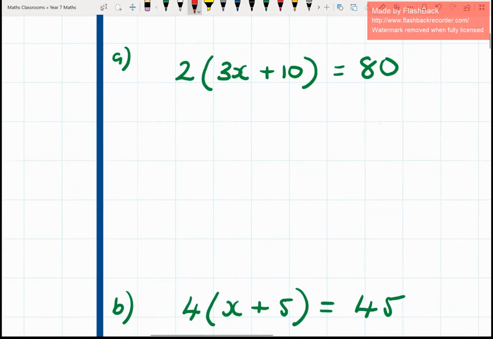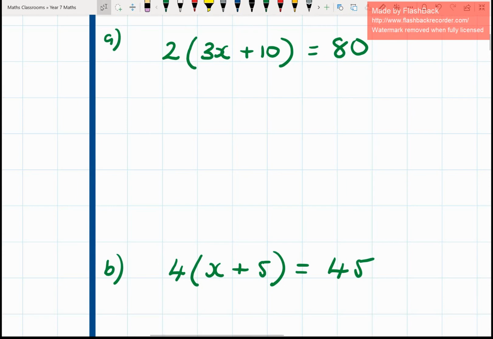All right, so that's my go. Now it's time for your go. So pause the video, give these a go, and come back and see if you've got them right. First things first, let's multiply out of the brackets. So I've got 2 times 3x gives me 6x, and 2 times 10 gives me 20.